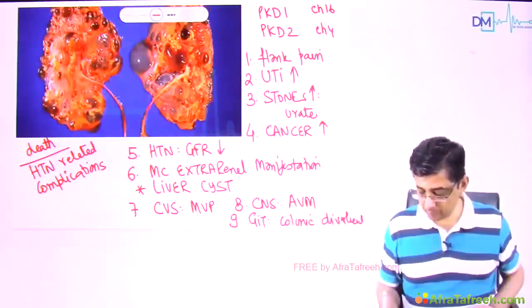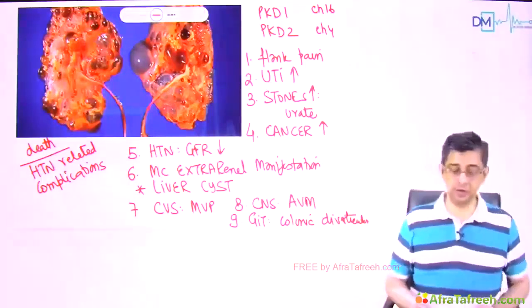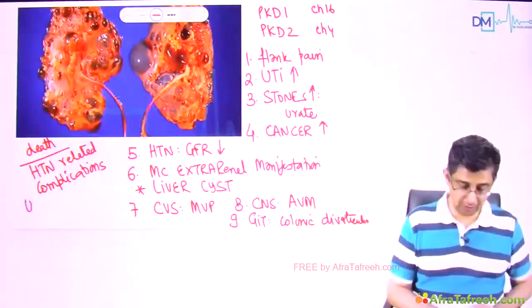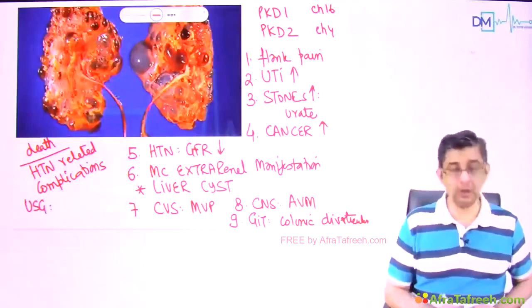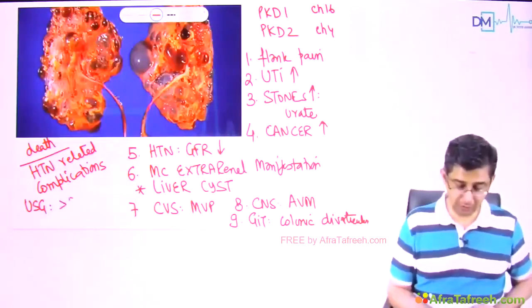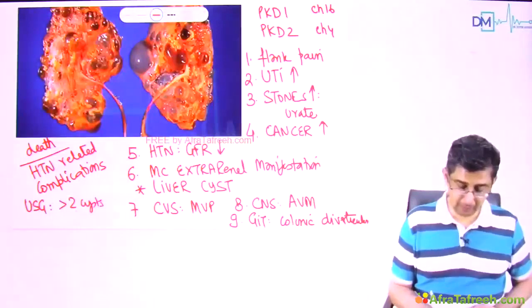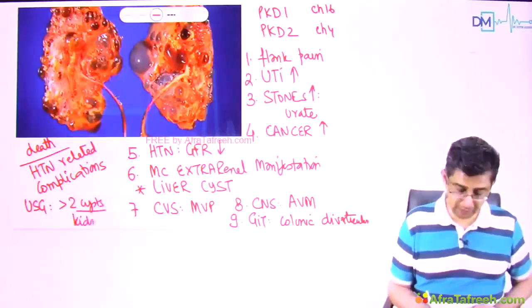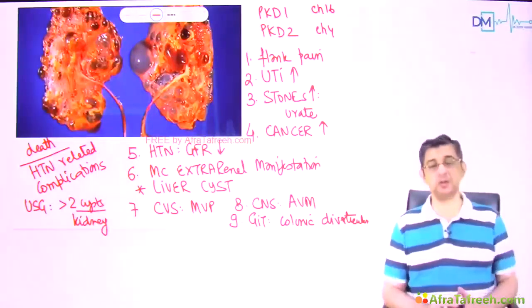For diagnosis of this condition, one of the important investigations that can be done is either ultrasound or a CT abdomen. And when you do an ultrasound or a CT abdomen in the patient, more than 2 cysts per kidney between the age of 30 to 59 years is the usual diagnostic criteria.